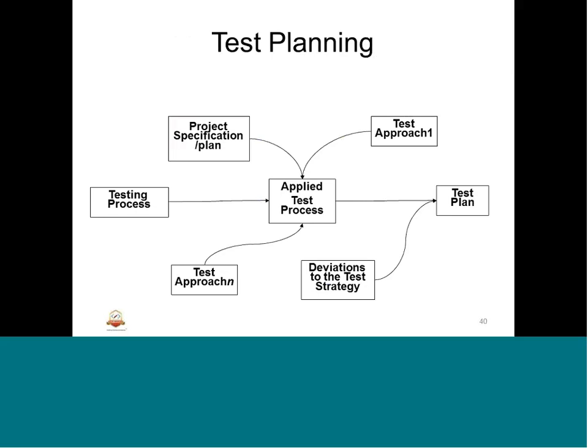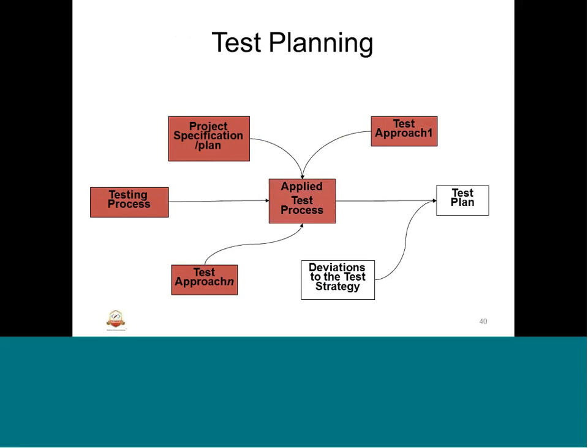So we will start with the specification plan. We will write the approaches, multiple approaches. Then we will apply the testing process covering all these aspects. Then, specific to the test plan, there is an applied test process resulting in a test plan. If there are any deviations, they need to be highlighted. That is called deviations to the test strategy. Finally, we will come up with a test plan.